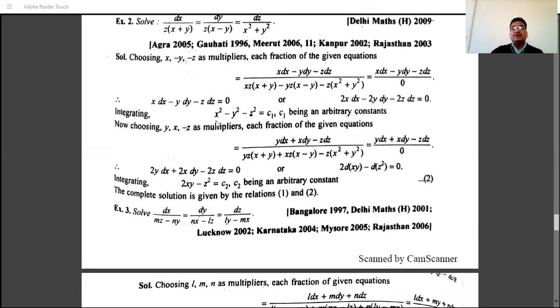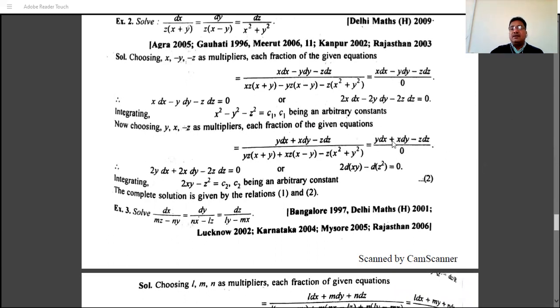And after integration, we have this answer. After integration and multiplying by 2, we have this answer, and this is solution number 1. And then choosing multipliers y, x, and minus z, this set and the previous set of multipliers are linearly independent. So each ratio is equal to y dx plus x dy minus z dz, multiplied by y, x, and minus z, and adding we have the answer 0.